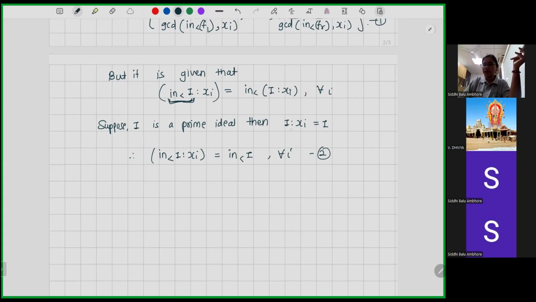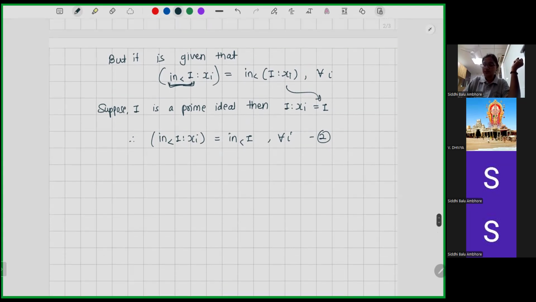Because see here, the initial ideal of I colon xi is I, so the initial ideal of I colon xi... Okay, sorry. The initial ideal of I. But the initial ideal of I is equal to the initial ideal of I colon xi. So we get this. Is this okay? I mean, we are just substituting this here. So here I'm just substituting this I again, and I get the initial ideal of I colon xi is equal to the initial ideal of I. From this, just substitute.